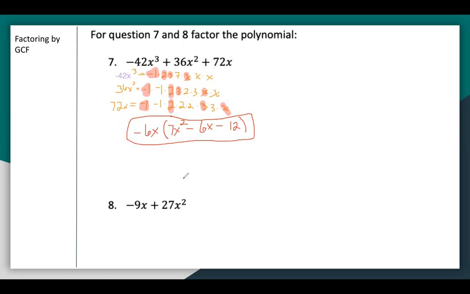Okay. Looking at question number 8, I have negative 9x plus 27x squared. And I hope at this point, when you saw question 8, some eyebrows were raised, because remember, when we factor out a negative, that only occurs when the equation's in standard form. But this is not in standard form. So let's put it in standard form. Putting this in standard form, we get 27x squared minus 9x. Now this has decreasing exponents.